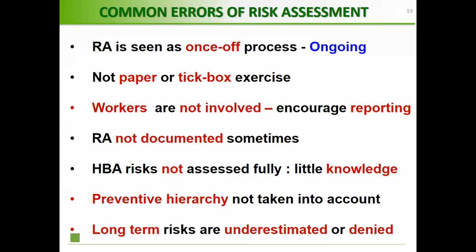And hazardous biological agent risk sometimes is not assessed fully because people have little knowledge when it comes to biological agents. But then they can ask assistance from those with expertise or those who have the background on what to look for. And the preventive hierarchy, as mentioned by the previous speaker, is critical, because that is going to help you when you need to mitigate, because that will guide you on what control measures to put in place. And long-term risks are sometimes underestimated or denied.